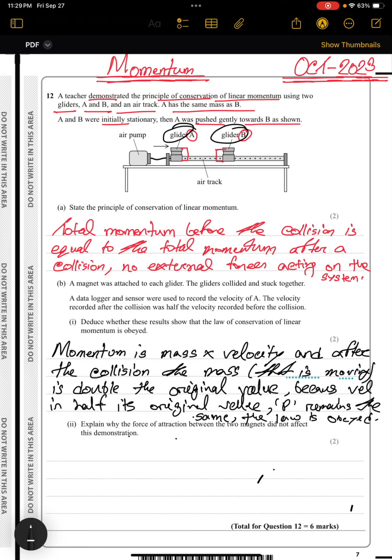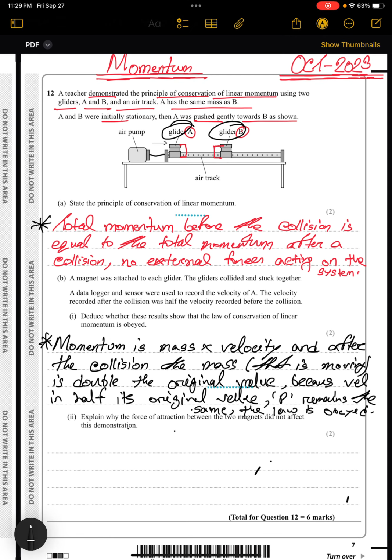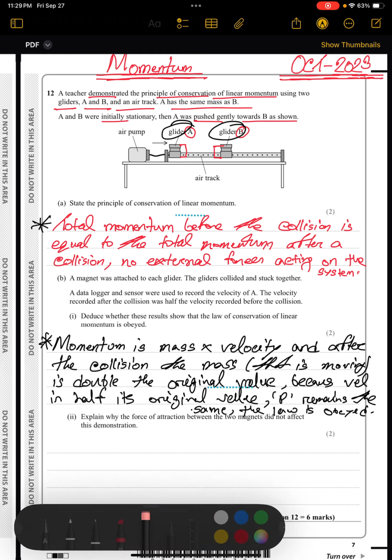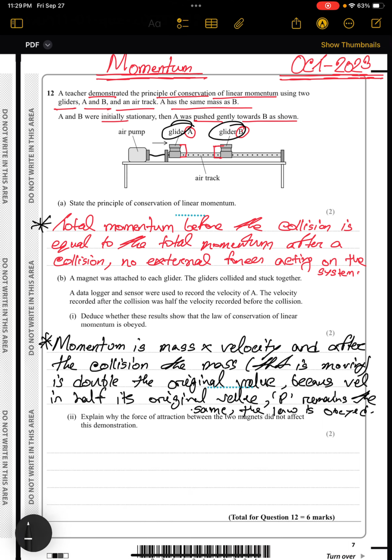The law is obeyed. So we are done with solving two straight questions. This was quite straightforward. Actually, these are O-level stuff. So let's move forward to this question, which is going to be a bit difficult because the previous two questions were really easy. They have said, explain why the force of attraction between the two magnets did not affect this demonstration.